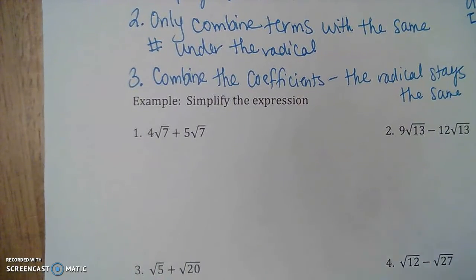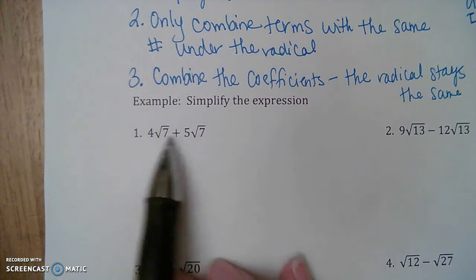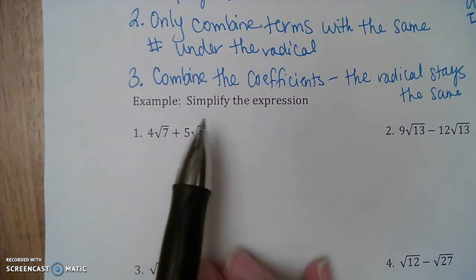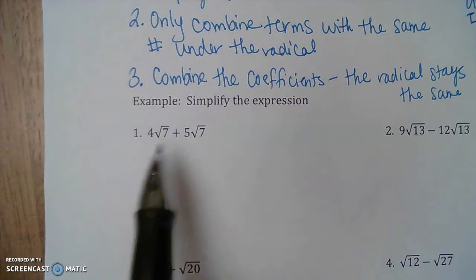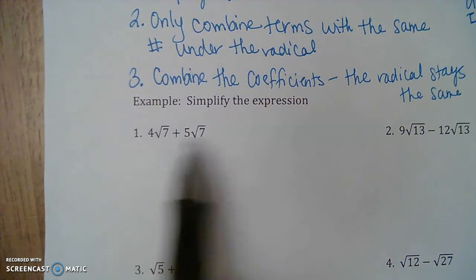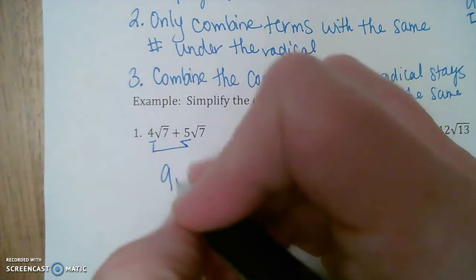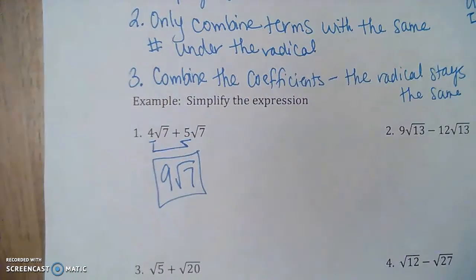So number 1, like I said, these two already match. If it's helpful, just think of it or even cross it out and think of it as an x. You have 4 square roots of 7 over here and 5 of them over here. So that would be a total of 9 square root 7. That's it.